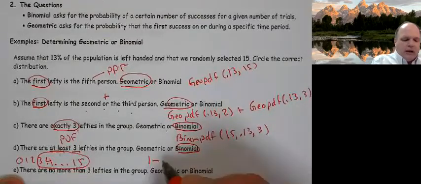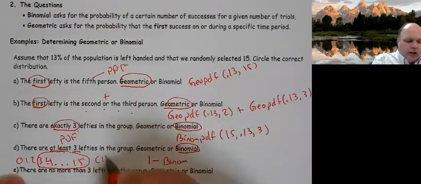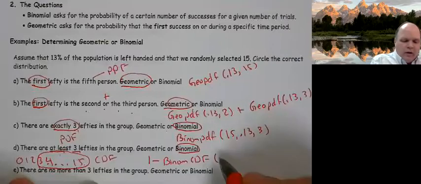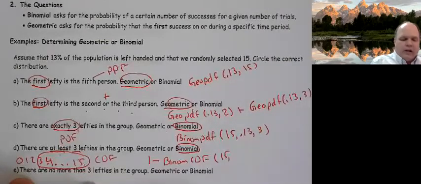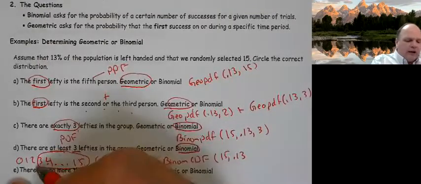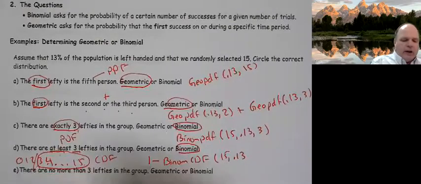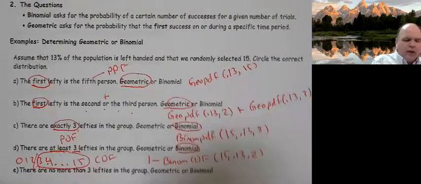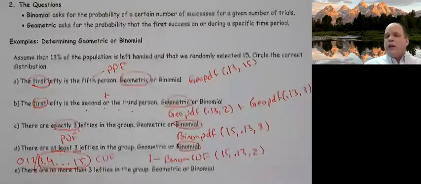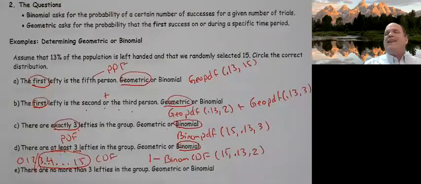So this is going to be 1 minus the binomial CDF, because I have multiple values. My number of trials is 15, my probability is 0.13, and I subtract out the highest value I don't want. The highest value I don't want is a 2. And you're like, well, why didn't you subtract out the 3? Don't take away what I want. I want the 3, so you take away what I don't want, and the highest value I don't want happens to be a 2. So you can't take away my 3.